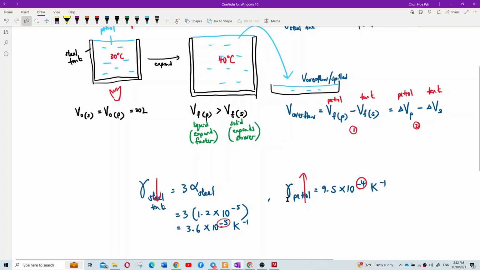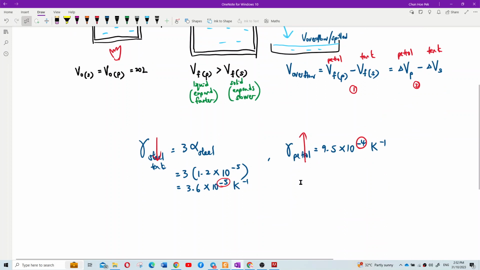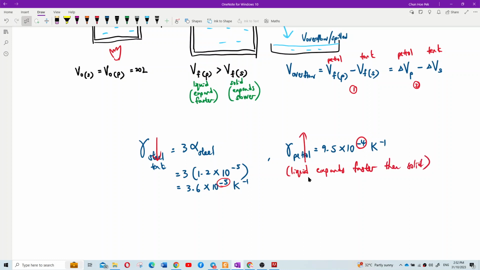So petrol is the winner. That means it expands faster. What is meant by gamma? Gamma is the rate of expansion of a material. So liquid expands faster than solid, because gamma for petrol is bigger than gamma for the steel tank. Understand? Just look at the gamma value. You can see the difference.